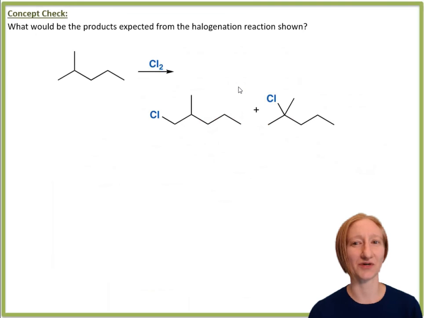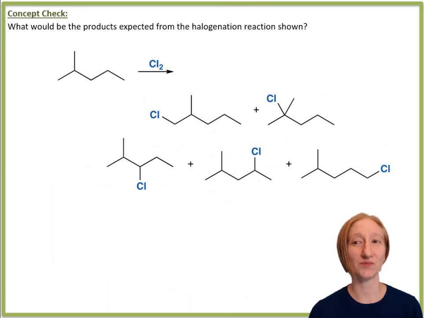Then we can consider chlorination at the tertiary CH bond. Chlorination at each of the CH2 groups will give 2 different secondary alkyl chloride products. And then finally, chlorination at the methyl group on the end of the chain will give the 5th alkyl chloride product. Again, because it's a chlorination reaction, all possible monochlorination constitutional isomers will form.